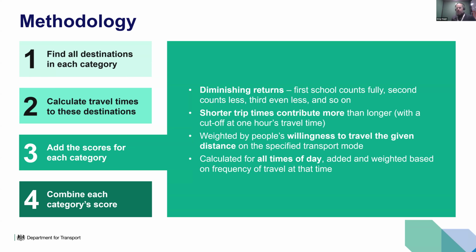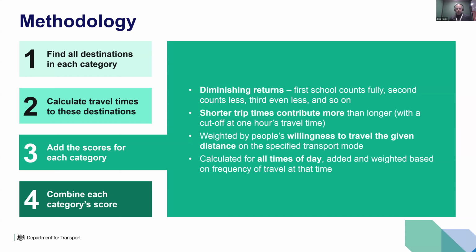We also take account of diminishing returns. So every additional destination of the same type contributes less within a given area. This is dependent on the type of destination as well, because we know for certain destinations, people value choice. And for others, certain destinations are quite homogeneous. So if you need to post a letter, one post office is as useful as 3, effectively.